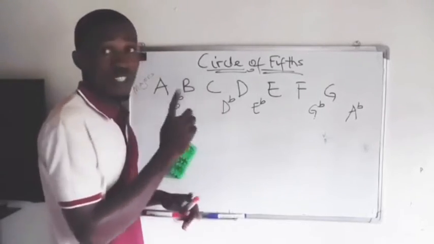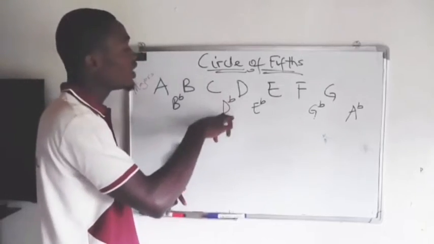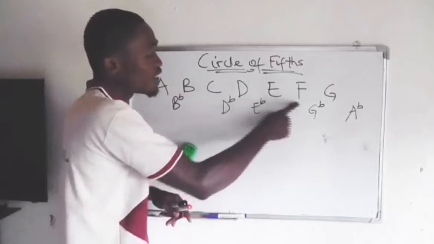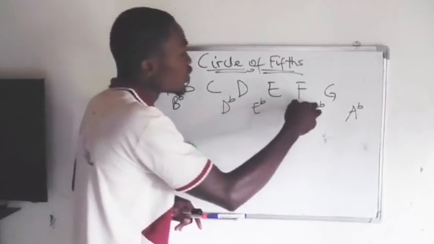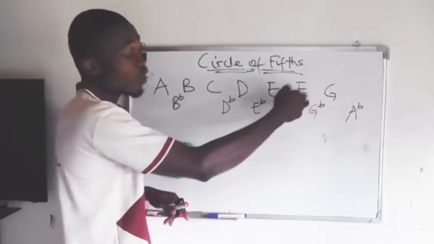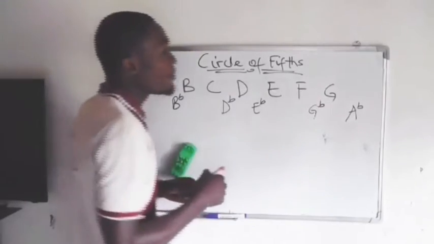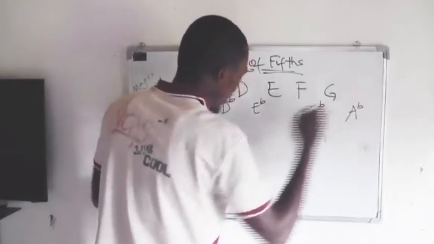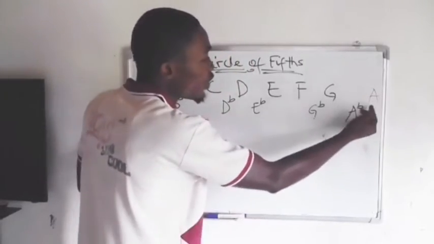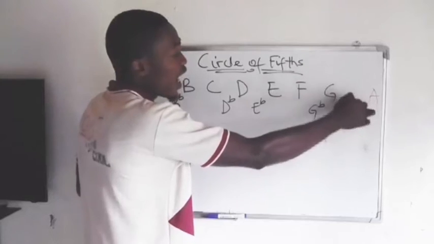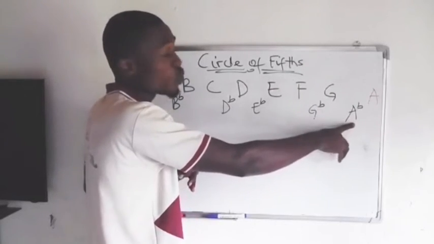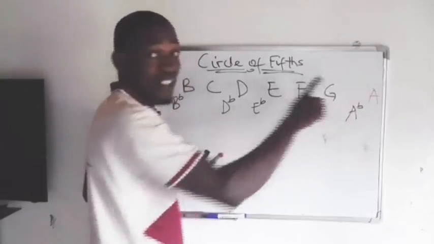Then from C to D is a tone, meaning there's a space there, so you have D flat, and the same with E flat. E to F you don't have one, it's a semitone. F to G is a tone, so you have G flat or F sharp. And also G to A: there's a space here, and that space is A flat, and G to A is actually a tone.